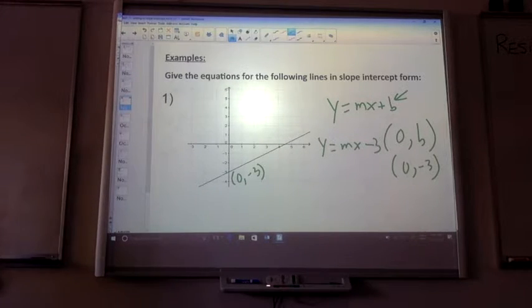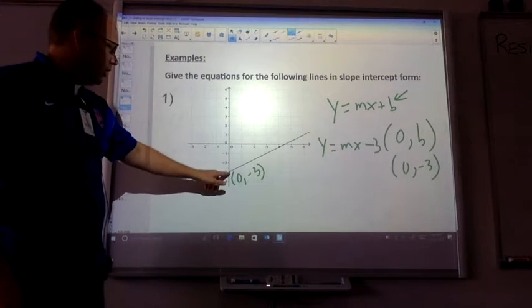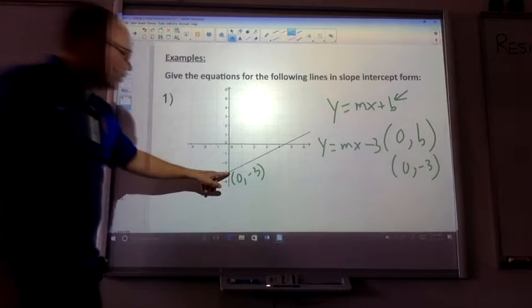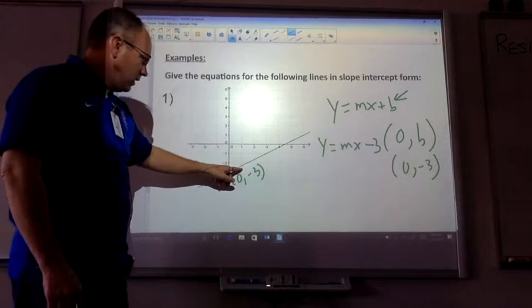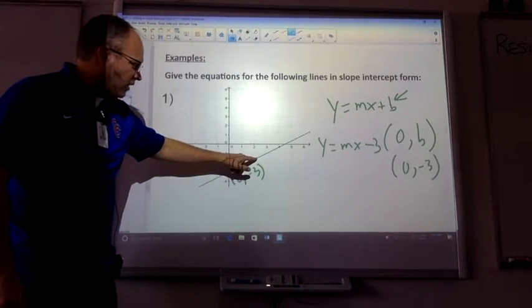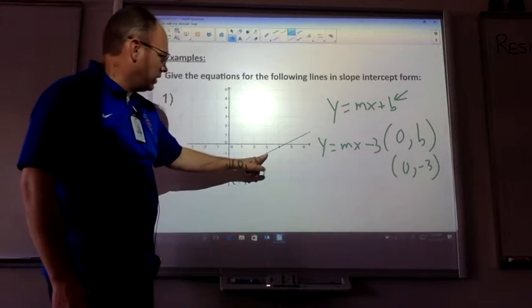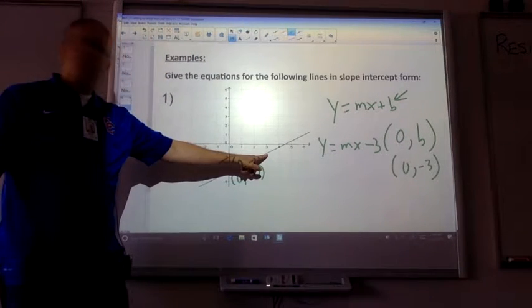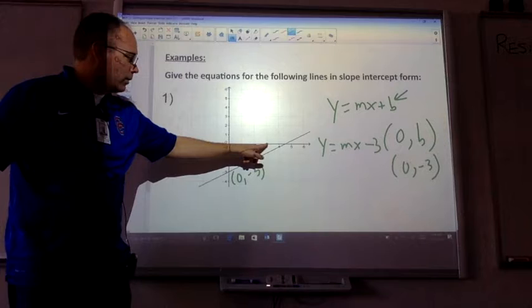We can find the slope. We have to find 2 points that work. I know that this point definitely works. So then I have to look for another location where it crosses. It doesn't cross at a fractional amount here. Looks like it works right there. What point is that? 3, -1.